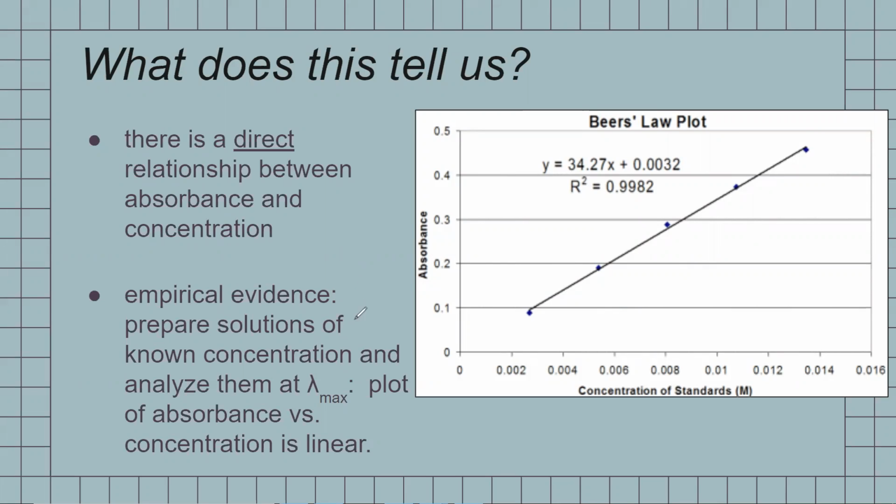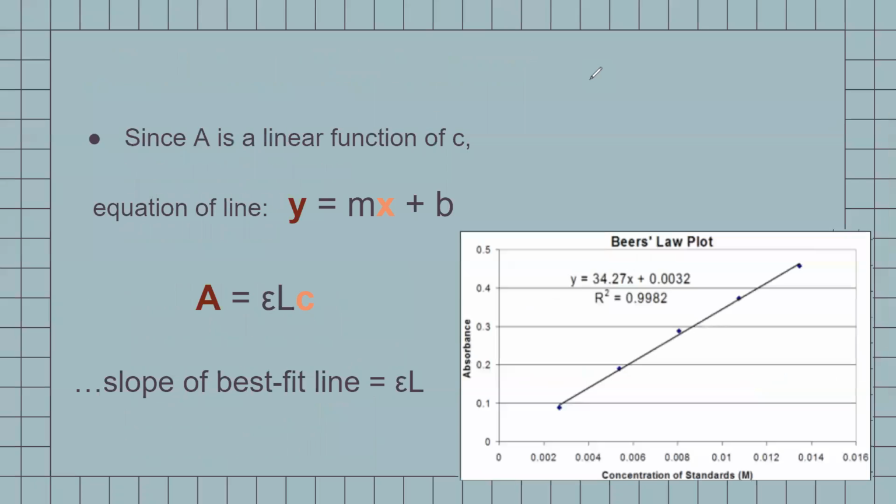Okay, so this graph is telling us at certain concentrations what the absorbance values are. And off of that, this trend line has an equation of y equals 34.27x plus 0.0032. So you can actually use this equation to predict unknown values. This is a very important bit of information that you'll use multiple times.